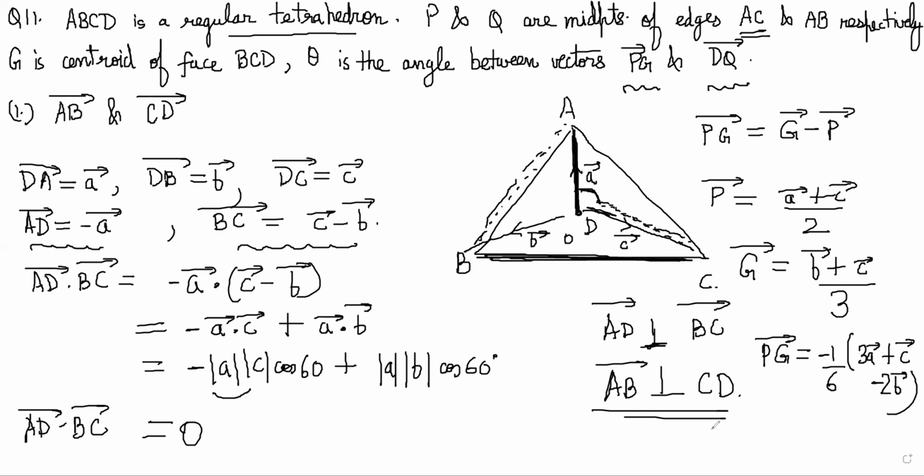And similarly, you can find out DQ also. So let's find out our D vector. D vector is obvious. D vector is origin. And Q vector is the midpoint of A and B.